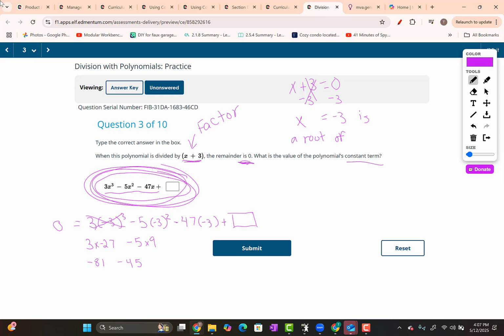And then finally, negative 47 times negative 3. See, negative 50 times negative 3 is negative 150. So that should be positive 141. I'm going to pause and check in my calculator. Yeah, that should be right, but I didn't want to lie and say I didn't use the calculator here.